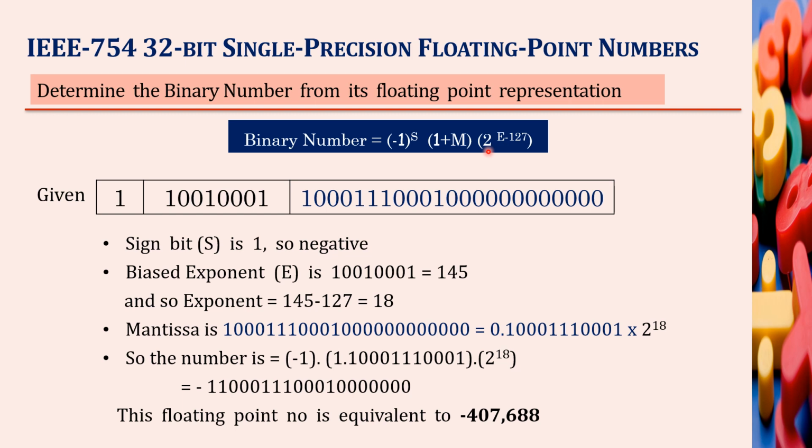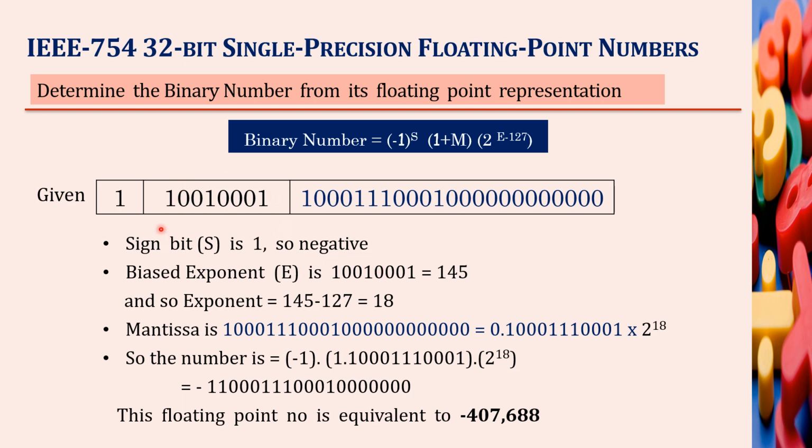Let's look into another example. Here we are given a floating point number, and we need to determine its corresponding decimal number. It is a 32-bit number, so the value can be given as minus 1 raised to s, times 1 plus m, times 2 power biased exponent. Here the sign bit is 1, so it is a negative number.